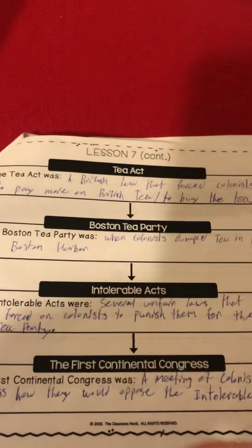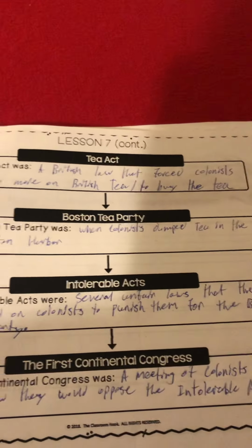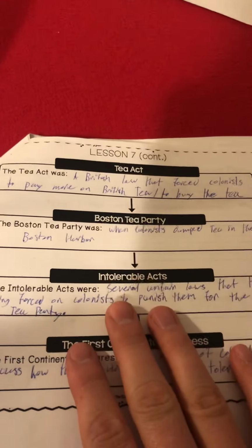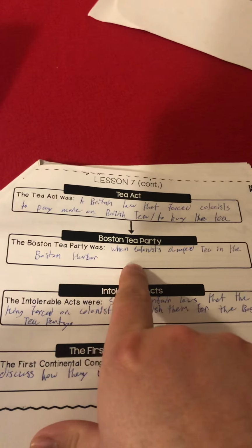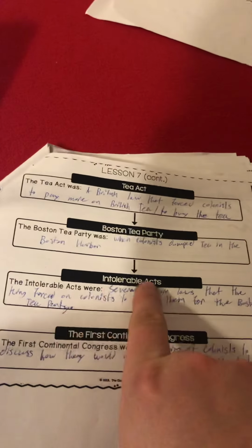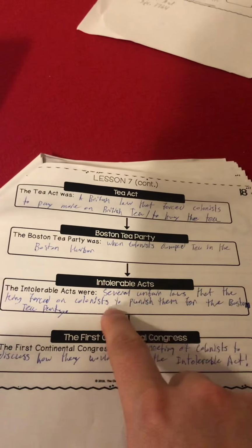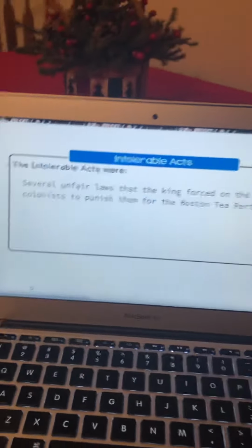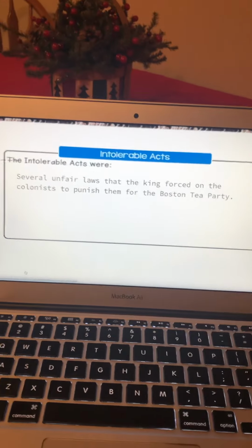So this is where you would want to write down the Tea Act was a British law that forced colonists to pay more on the British tea to buy the tea. This is a great time to pause the video, okay? And write this stuff down. Boston Tea Party. The Boston Tea Party was when colonists dumped tea in the Boston Harbor, okay? I would write that down. And then intolerable acts. The intolerable acts were several unfair laws that the king forced on colonists to punish them for the Boston Tea Party, okay? That is this one right here.